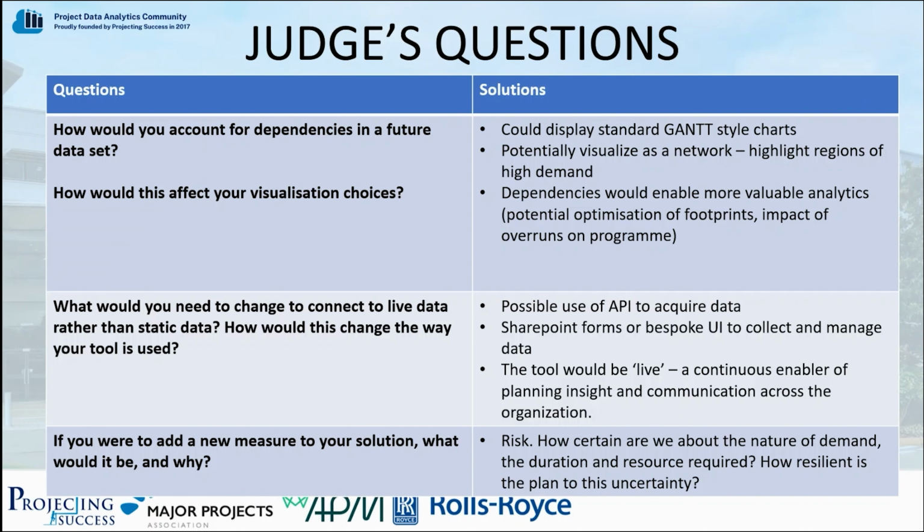Onto the judges' questions. The first one about dependencies. Well, we think dependencies is absolutely key to delivering that optimization. And it's not so much about how it would change the visualization. It really just changes the capability of the tool if we could start to understand what's the impact of having an overrun on downstream activities. What's the impact if we have to under-resource something, and that pushes the task out? How does that affect the demand around the other programs as well?